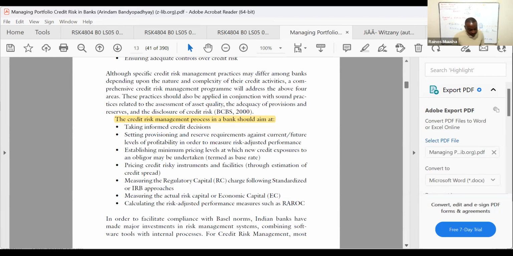So in this case, these are basically what the credit risk management process should aim to achieve when it comes to a bank as well.